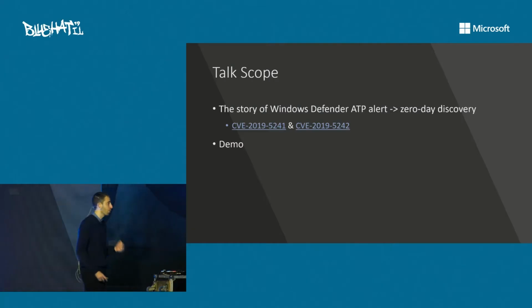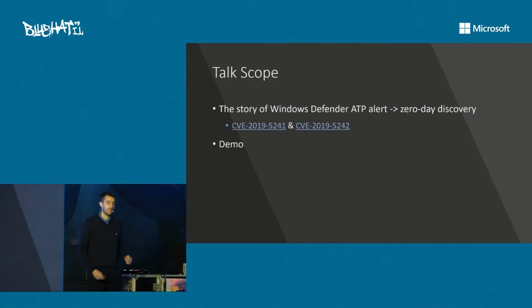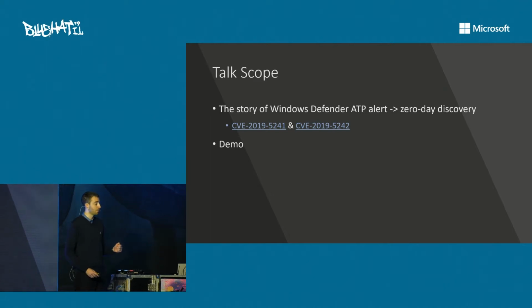Today, I'm going to tell you a story of how an alert in our product has led me to the discovery of a zero-day vulnerability, one which could be exploited in order to gain full local privilege escalation on a machine. Then we're going to see a demo, hopefully a working one, so stay tuned.